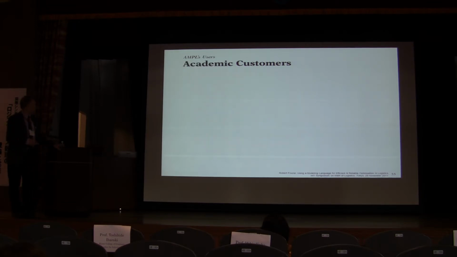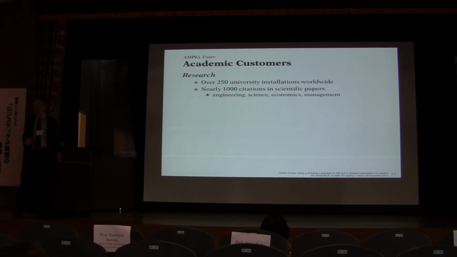Now, another big area of use is academic research and teaching. There are over 250 university installations of this language, and nearly 1,000 citations of it in various kinds of scientific papers throughout engineering, science, economics, management. So just about any area of engineering, for example, people have found some use for optimization. And often you go outside the people who are operations research experts, and they're not experts on solving optimization problems. What they want is a system that lets them formulate their problem and try solving it. And this is what it gives them.